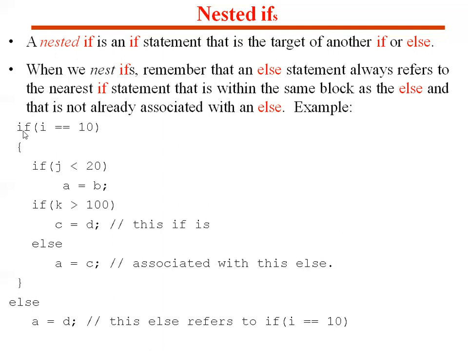See, I have one if here, if i equals 10, then the if begins here. Inside this if, I am writing another if statement. Say if j less than 20, a is equal to b. Then I have one more if else statement in this. If k greater than 100, c is equal to d, else a is equal to c. Then this if statement ends here, closing brace. Then after that I have one more else here, else a is equal to d.